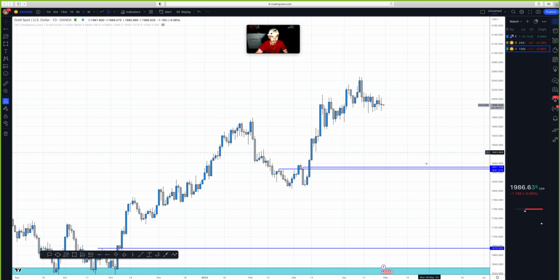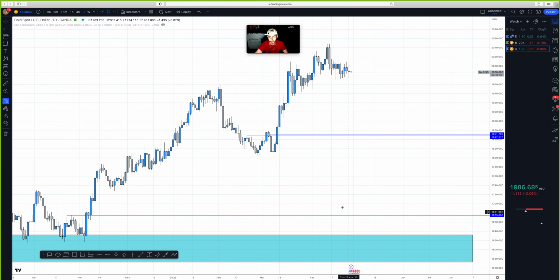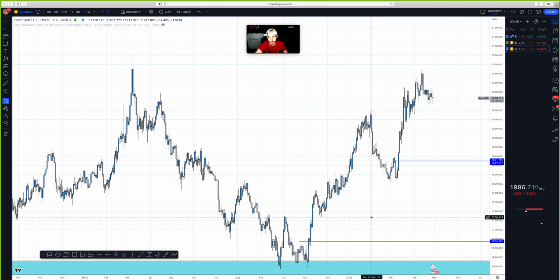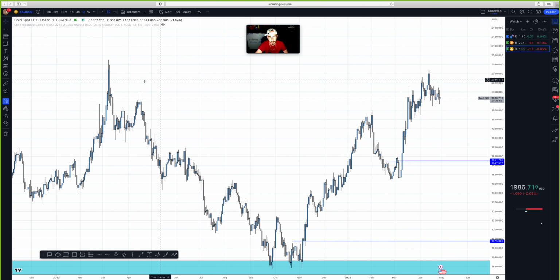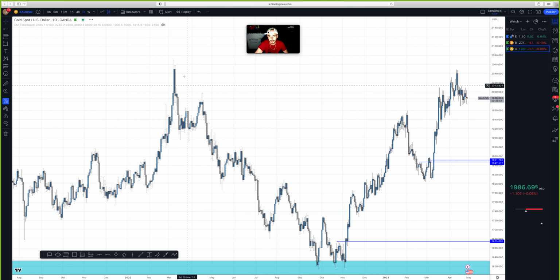If we were to break past this area of demand, we would know that nothing is stopping price till this next target down here. So keeping that in mind, let's actually break down this here. There's no area of supply coming on the daily that we're using here, if you notice. We'll break this down even more.